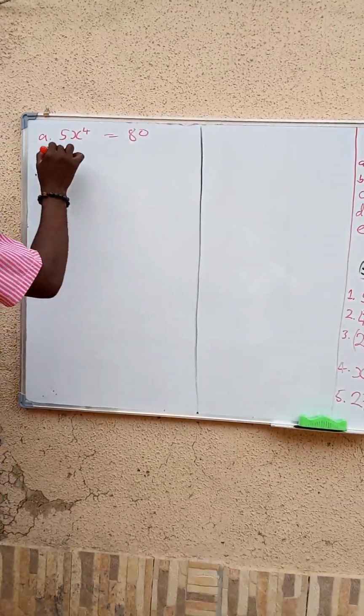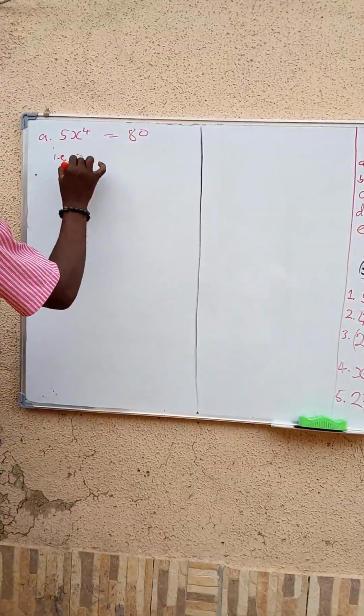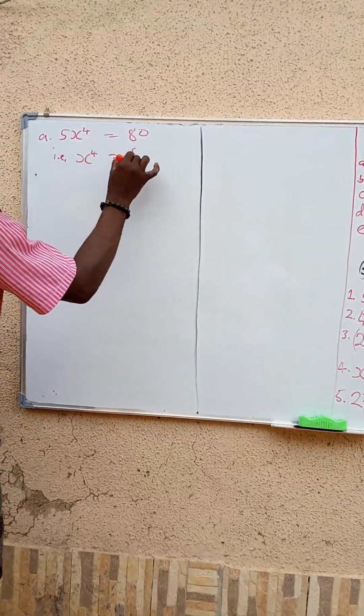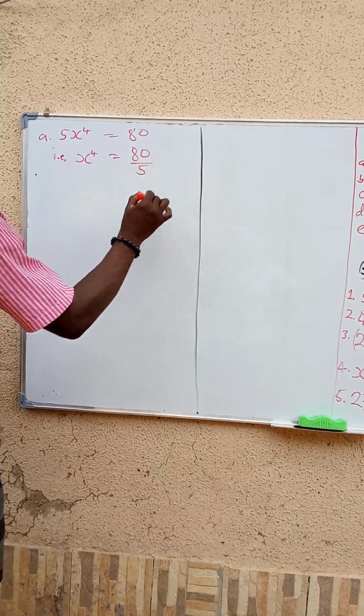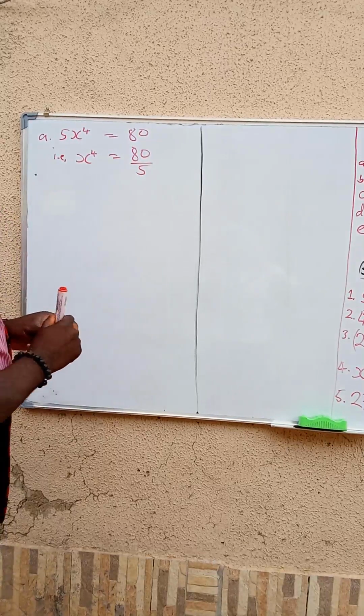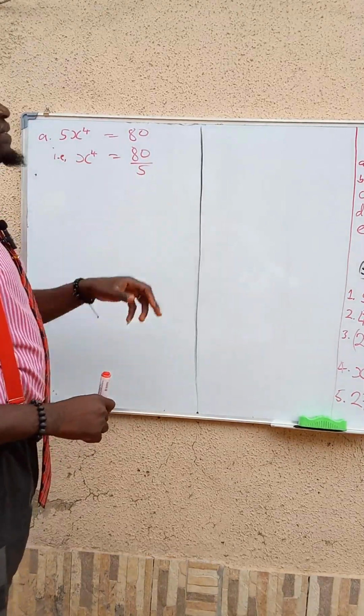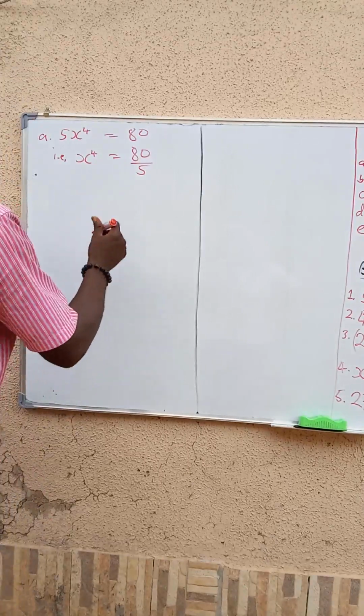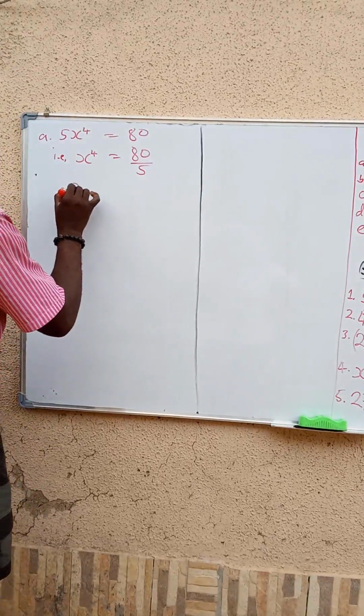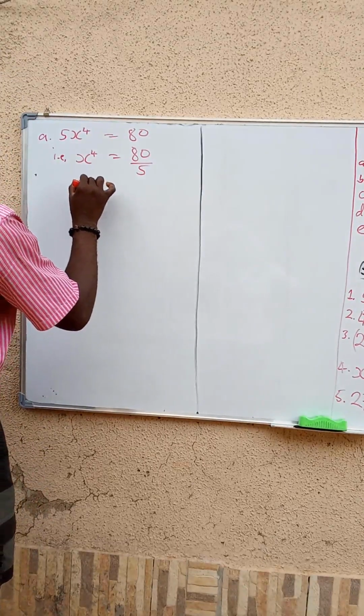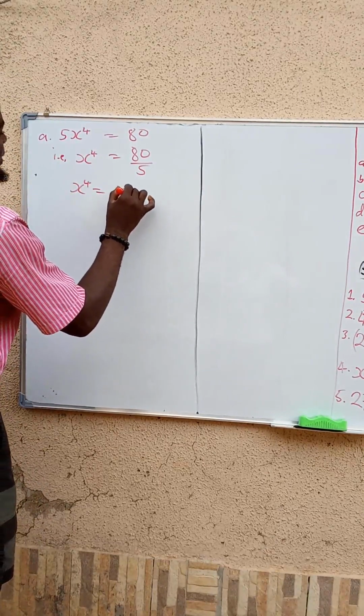So for me to do that, my x raised to the power of 4 will now be 80 divided by 5. Now you see 80 divided by 5 is 16. So that means x raised to the power of 4 is equal to 16.